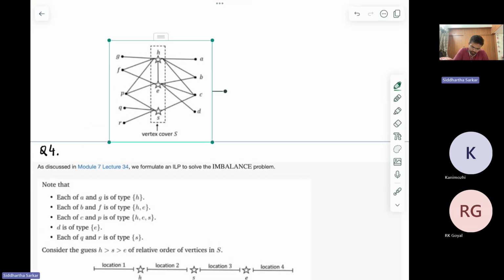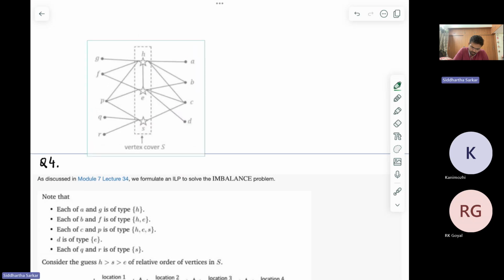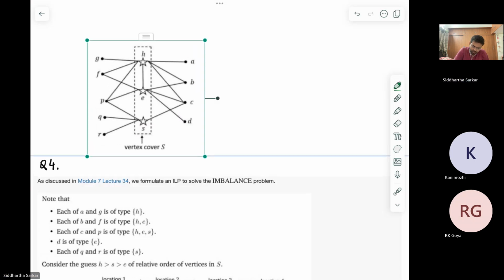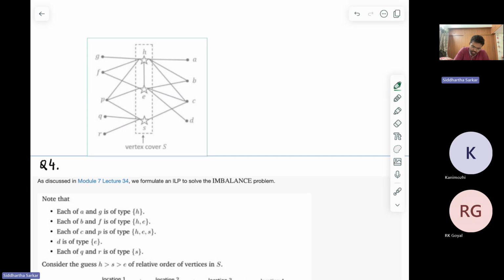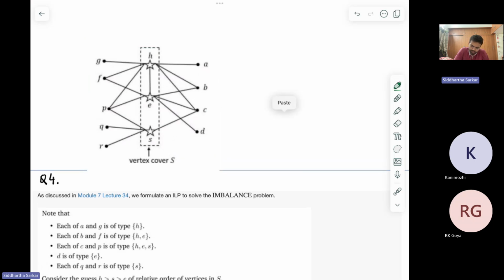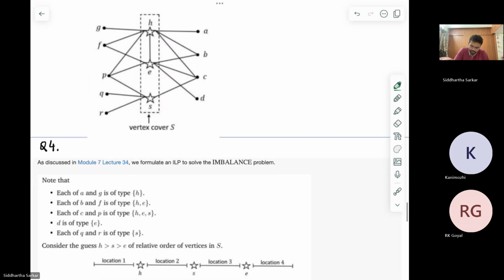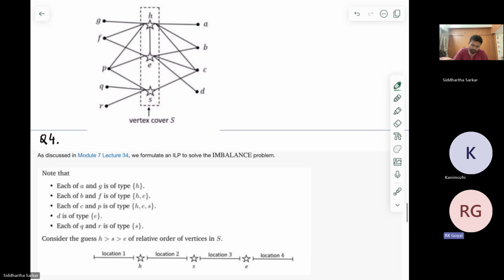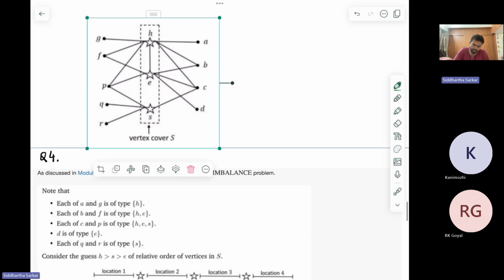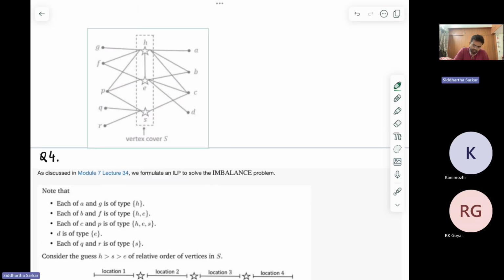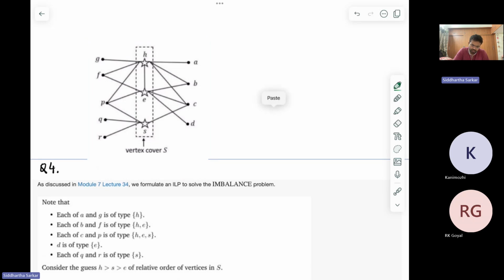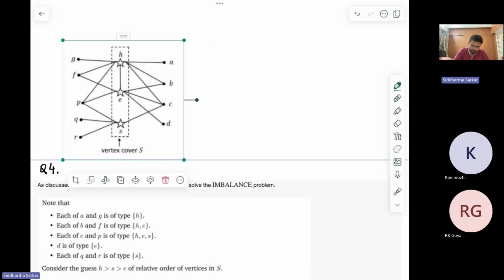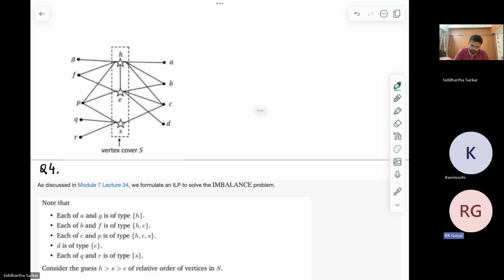So here is a graph. You can see that in this graph, these three vertices H, E, and S form a vertex cover. What is a vertex cover? The minimum set of the vertices covering all the edges of the graph. Yeah, so the minimum set of vertices such that all the edges are covered. Although the name is vertex cover, the covering is happening for the edges.